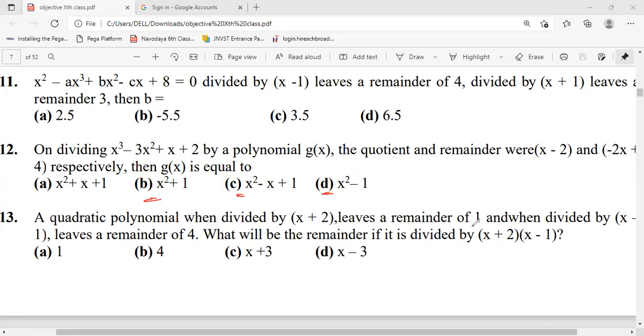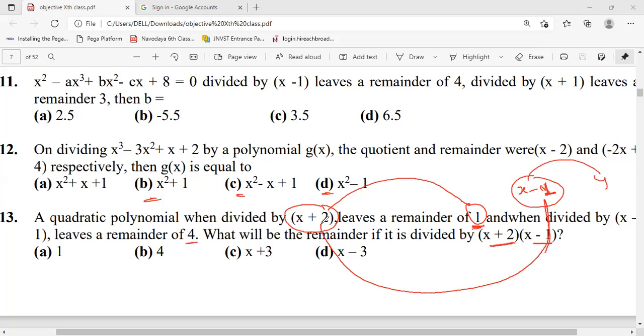Next, 13th. A quadratic polynomial when divided by x plus 2 leaves a remainder 1, and when divided by x minus 1 leaves a remainder 4. What will be the remainder if it is divided by x plus 2 and x minus 1 together? First you divided with this and got the remainder 1. Again you divided with x minus 1, and you got the remainder 4.